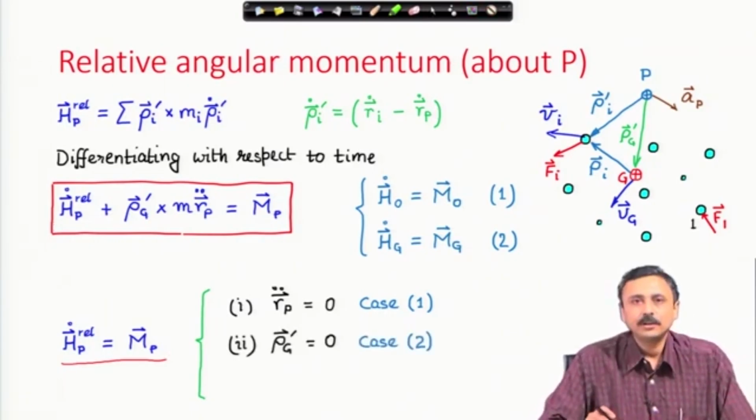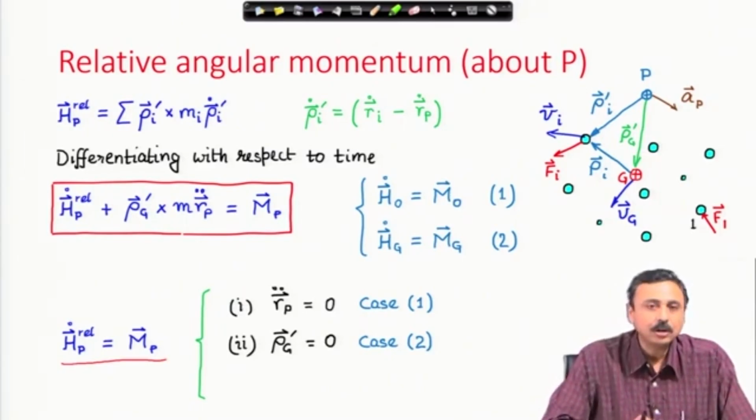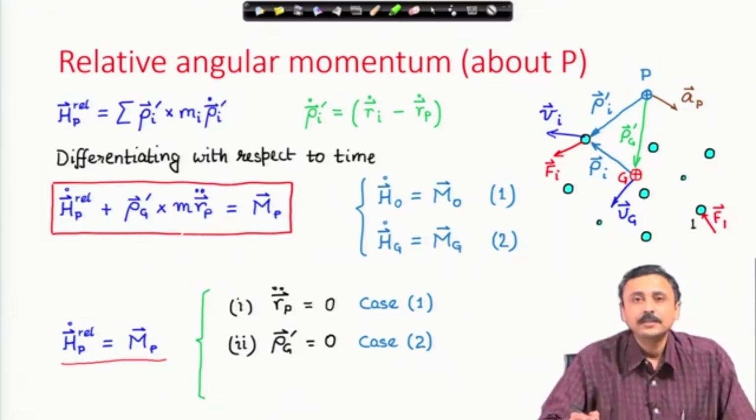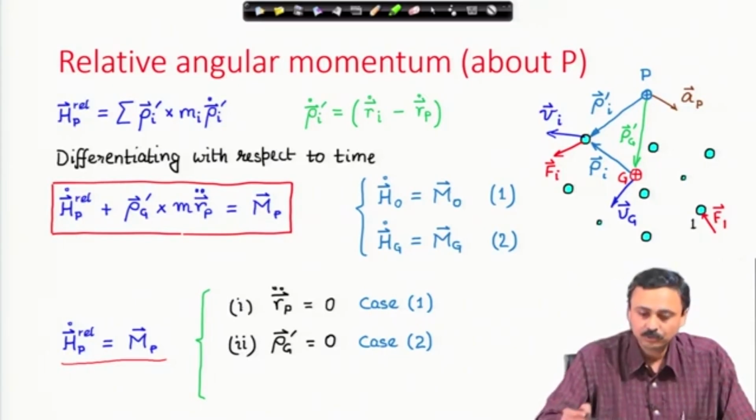Next situation, when rho g prime is 0, which means p is same as the center of mass, and that is case 2 I have shown. Then also we are reduced to H p rel dot is equal to net moment about p. In that case, of course, p is equal to g, and remember that the angular momentum about g is equal to the relative angular momentum about g.